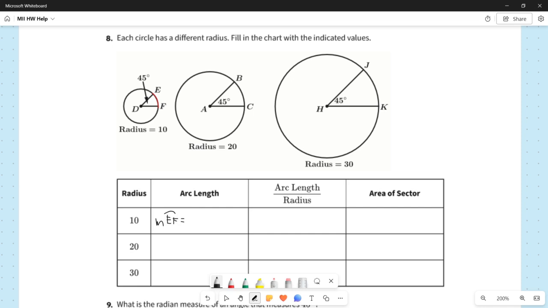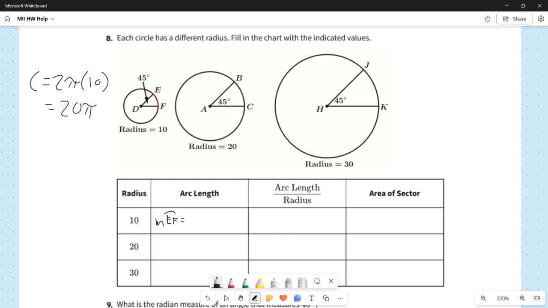Okay. So the measure of arc EF, we can take our circumference, and our circumference is, I'll do this over here on the left, 2 times pi. In this case, our radius is 10, so our circumference is 20 pi. All right. So if I want the arc length, it means we're going to take some ratio of my circumference of 20 pi. Well, because our central angle is 45, what that means is I want 45 over 360.